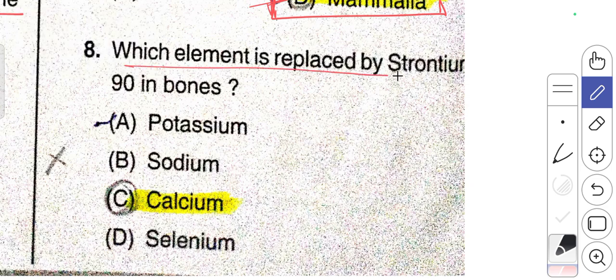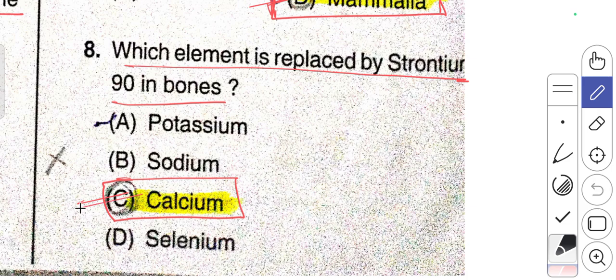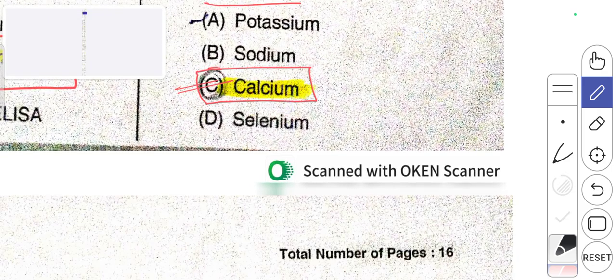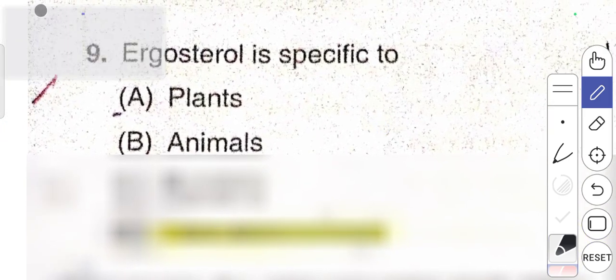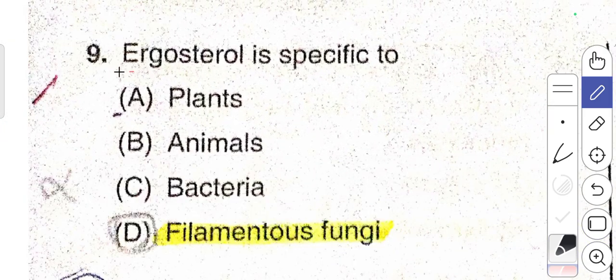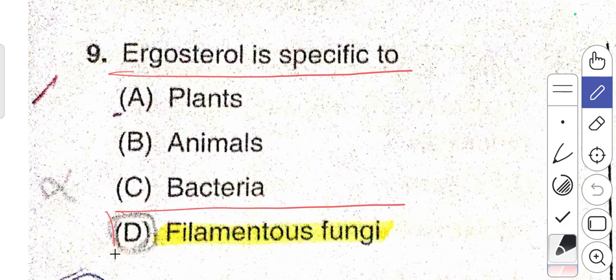Which element is replaced by strontium 90 in bones? In bones, the strontium will be replaced by the calcium. So C is the right answer. Then read out the next question. Ergosterol is specific to? Ergosterol is a chemical which is produced mainly by the fungus. So filamentous fungi is the right answer.